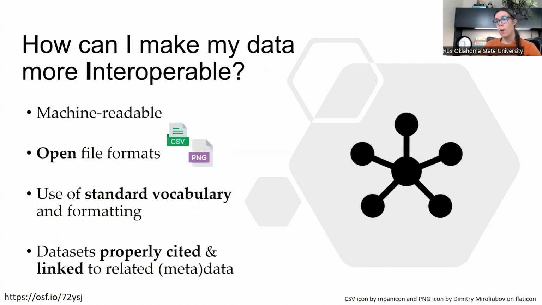Then we have interoperable. So we want our data to be machine readable. And in a lot of instances nowadays, this is becoming a little easier because a lot of inputs and data are already going online. They're going on applications like different spreadsheets or text files, that sort of thing that tend to be more easily machine readable.